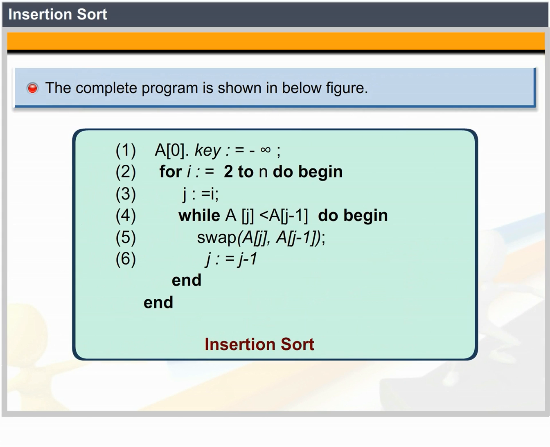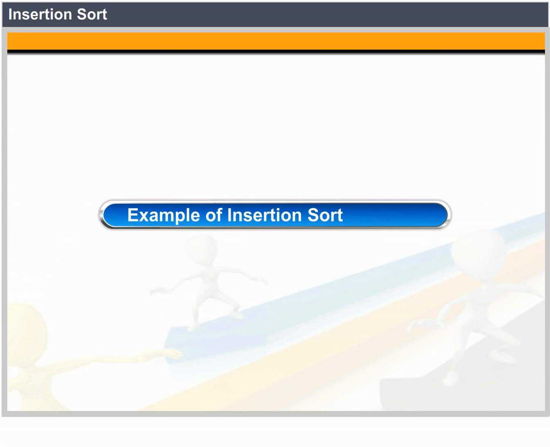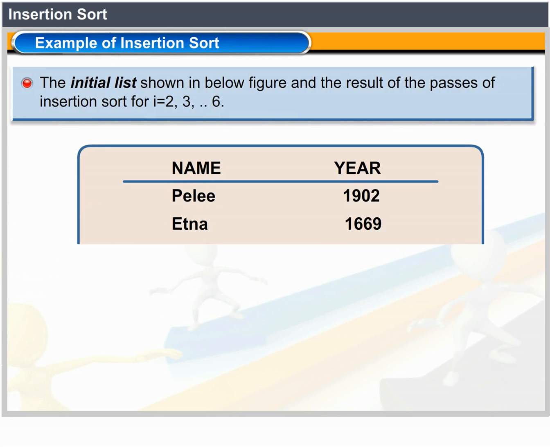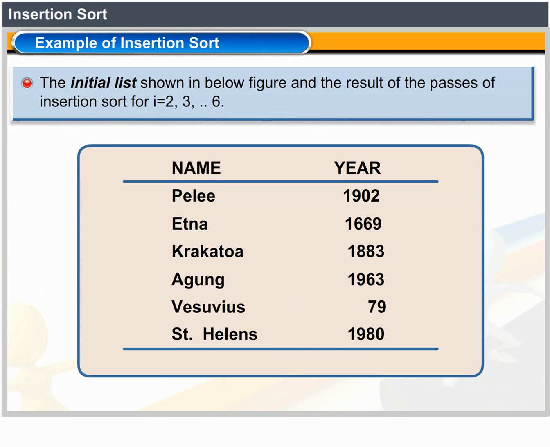Example of insertion sort. The initial list is shown in the figure below, along with the result of the passes of insertion sort for i = 2, 3, up to 6.